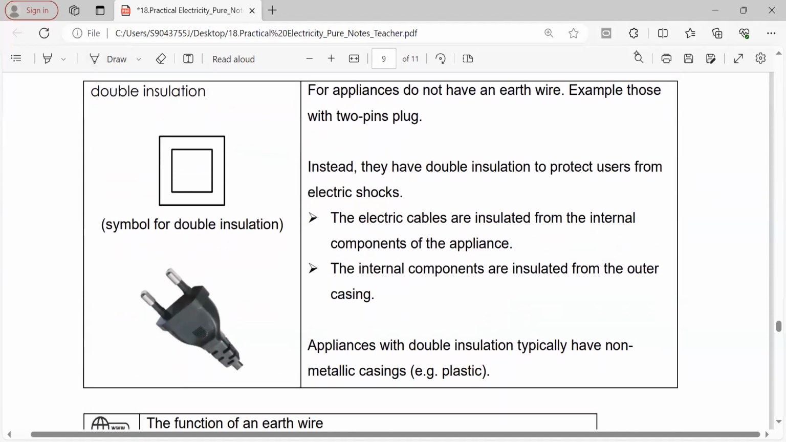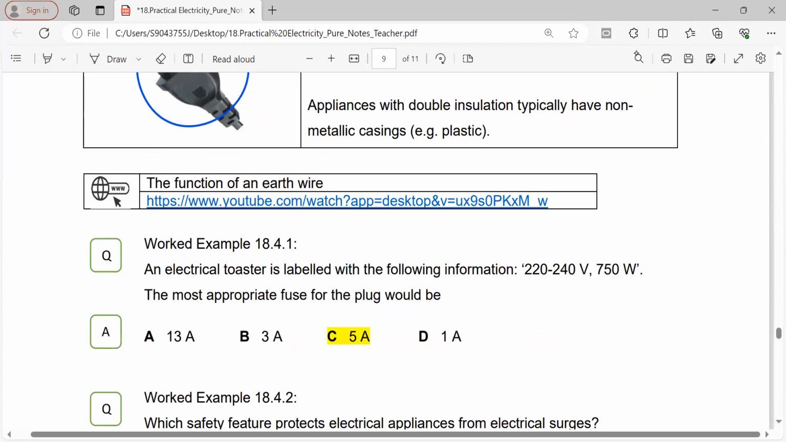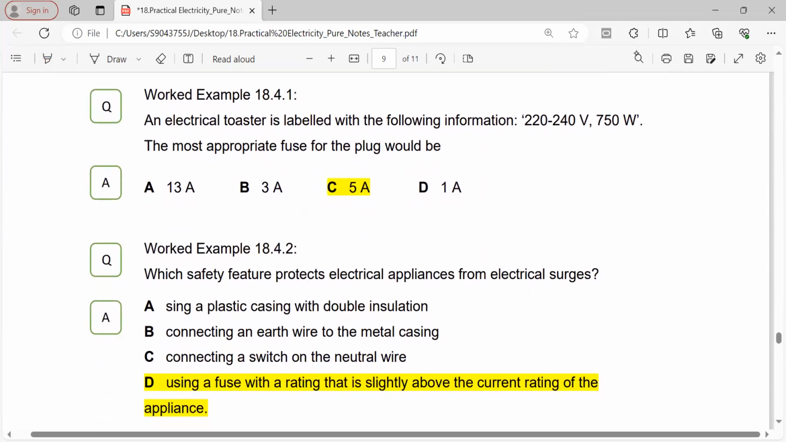As you know, some appliances do not have the 3-pin plug, so usually they have a 2-pin plug. Then these appliances usually will have something called double insulation. Okay, the symbol looks like this on your packaging, double insulation. Okay, you can pause it and take a look at the answers for the worked examples.